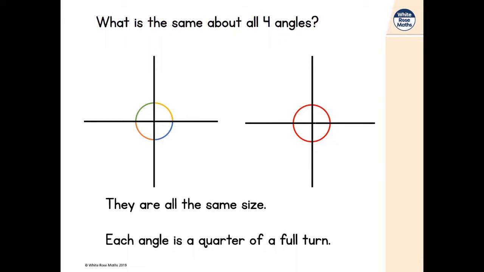So each of those angles is a quarter of a turn. We've got four of them, they're equal, and all four together is a full turn, so each of them is a quarter of a full turn.